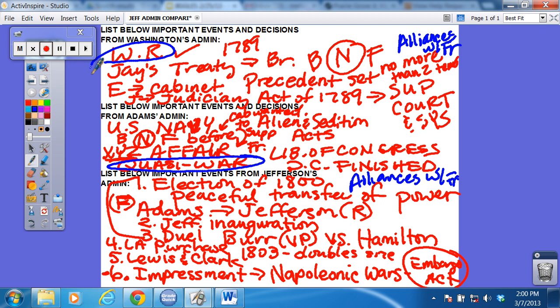Washington and Adams, they have cabinets. So we've got cabinets here, and I'm going to write it. And actually, all presidents have cabinets, so it's actually a three across the board similarity. Okay, Paul. They were all neutral.